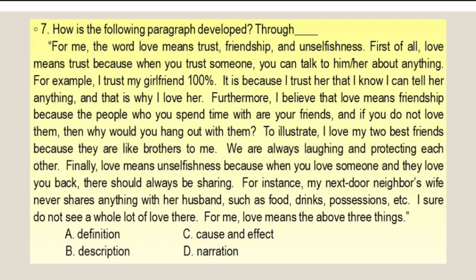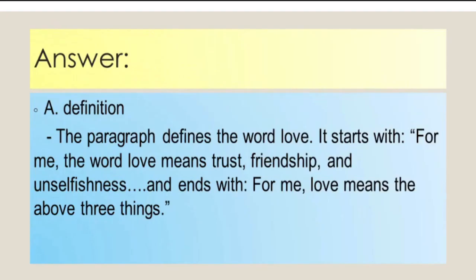Question number 7. How is the following paragraph developed? It is developed through what? Examine the paragraph. It starts with a definition of the word love, and then it ends with the reiteration of the definition of the word love. So clearly, the answer here is option A, definition.